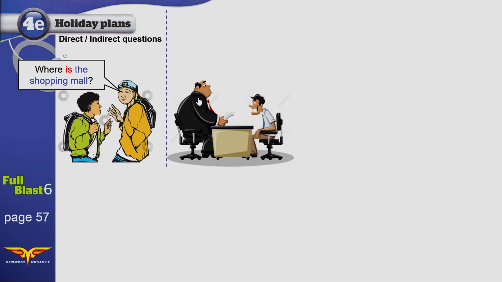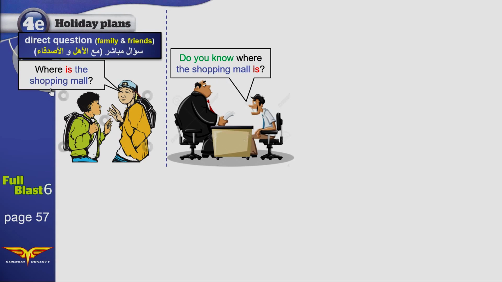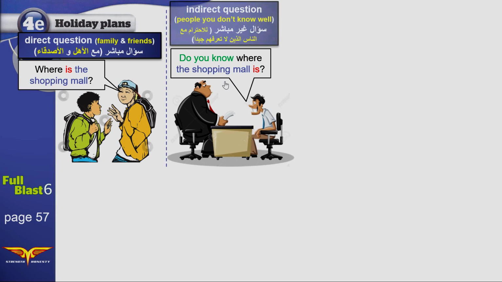Now, this is Mr. Al-Hassan and this is Matthew from the email. So he is asking Mr. Al-Hassan, do you know where the shopping mall is? Now, this question is direct. We use direct questions when we ask family and friends. This question is indirect. Okay, when do we use indirect questions? When we talk to people we don't know very well.